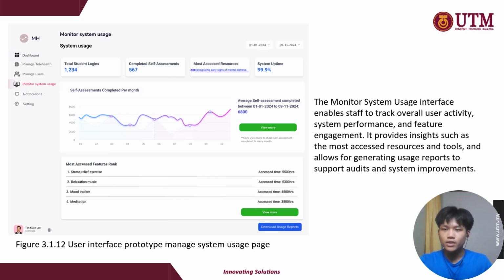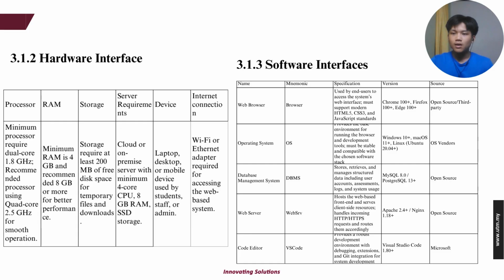This monitoring system usage interface allows staff to track user activity, system performance, and feature engagement. It highlights popular resources and generates reports for audits and improvements. Now, I will start with the software interfaces. The system runs on modern browsers like Chrome, Firefox, or Edge, supports Windows, macOS, and Linux, and uses MySQL or PostgreSQL for data management. It's hosted on Apache or Nginx and developed using Visual Studio Code.